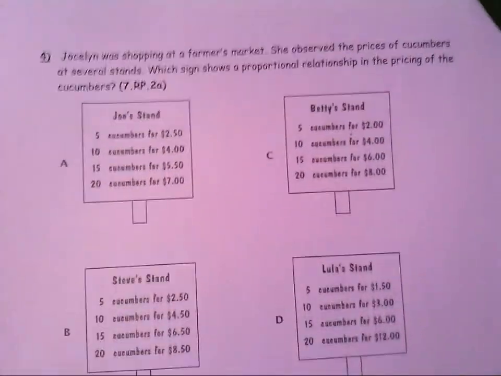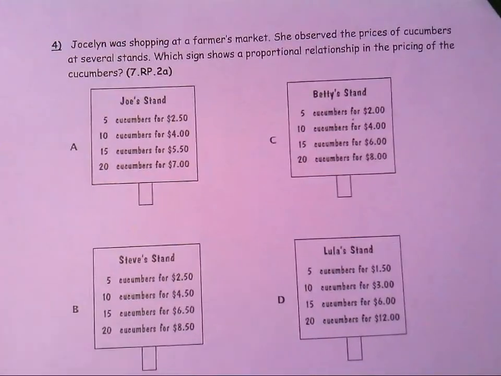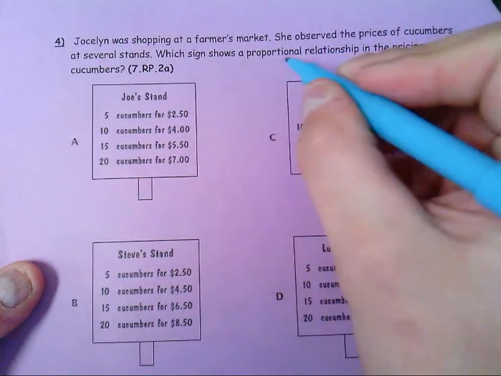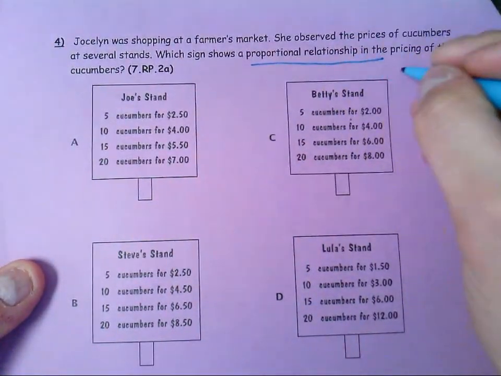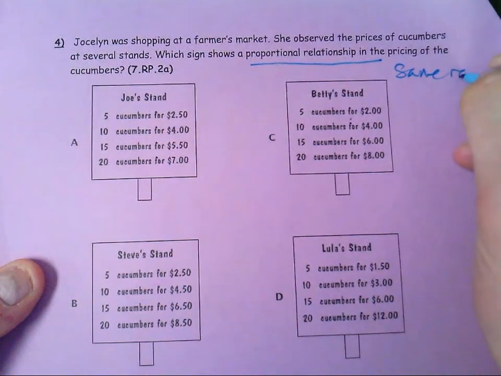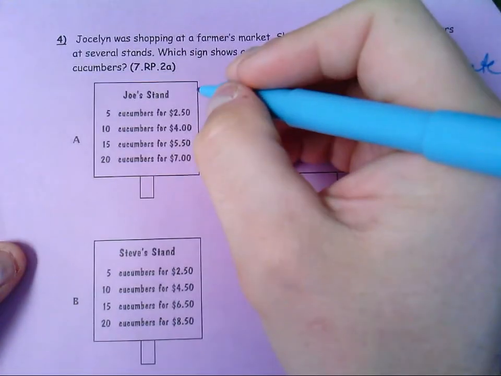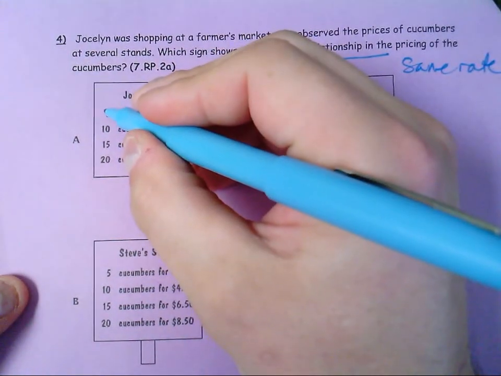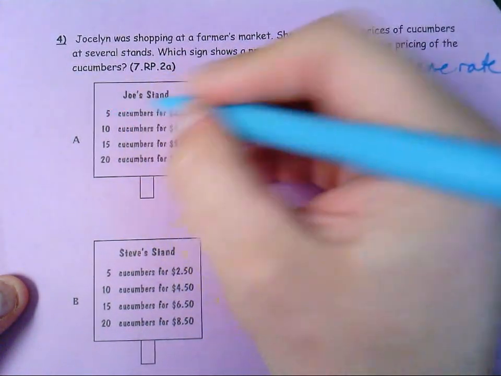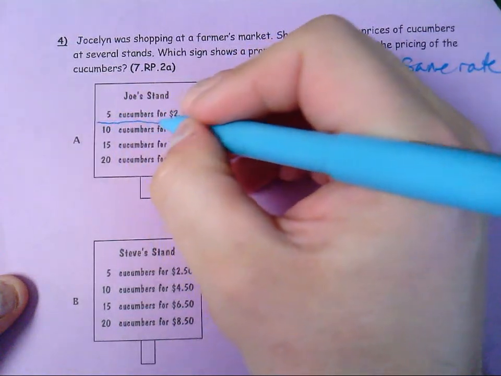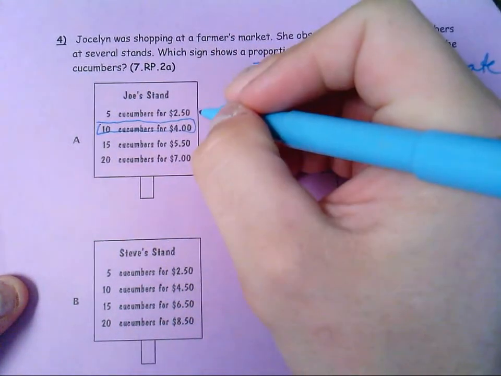Number 4. Which sign shows a proportional relationship? A proportional relationship must have the same rate, so you're looking for the same rate of change. This one looks like 5 cucumbers is 250. So for every 5, it should be 250. Well, if you go up to 10, 10 for 4 is not the same.